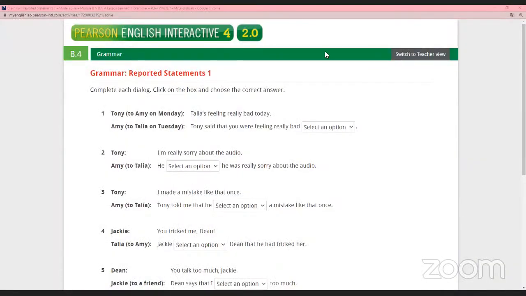Yes. Can you please read the instruction? Of course. Complete each dialogue. Click on the box and choose the correct answer. When Tony to Amy on Monday: Talia feeling really bad today. On Tuesday, Amy to Talia on Tuesday: Tony said that you were feeling really bad yesterday.